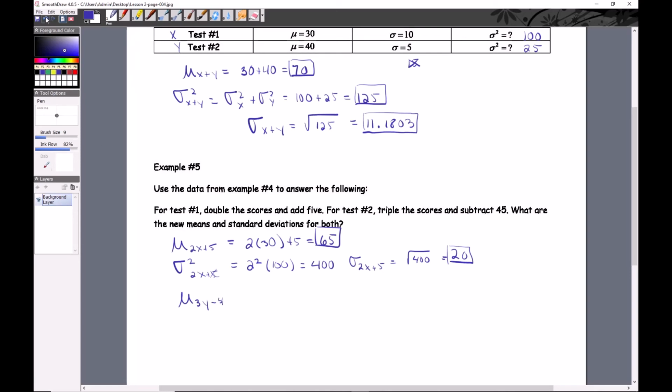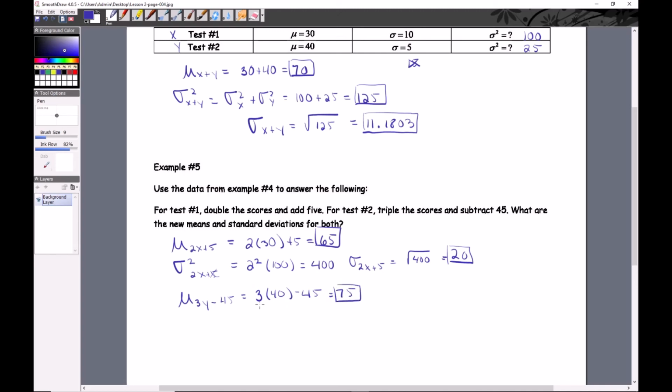That's not right. So minus 45. So you triple your original. That would be 3 times 40. And then subtract 45. So that's 120 minus 45, which is 75.